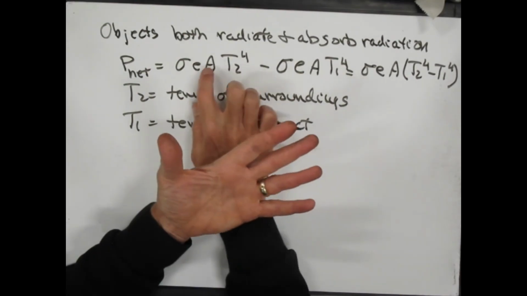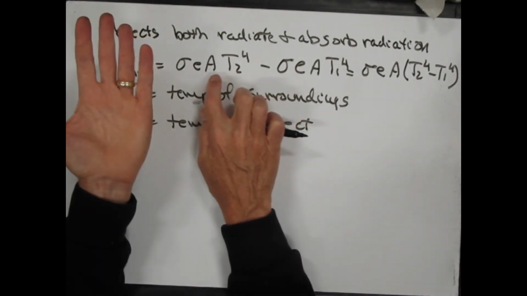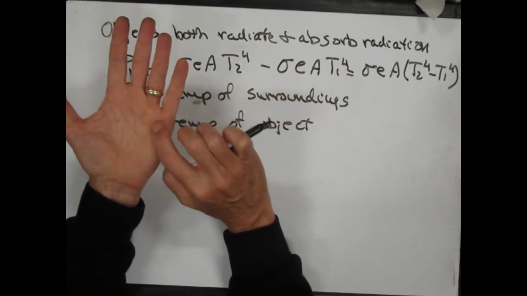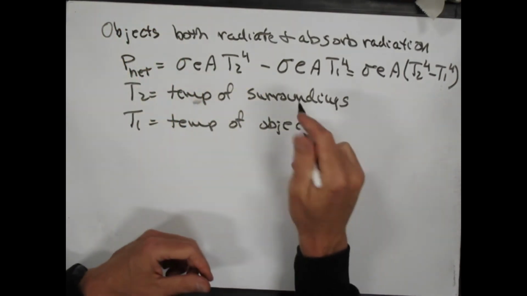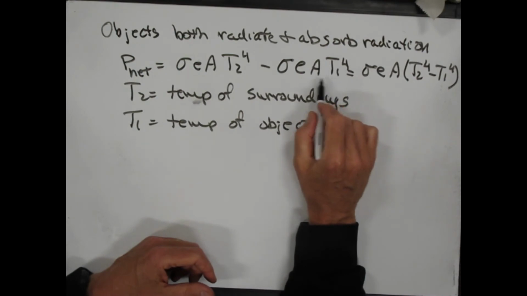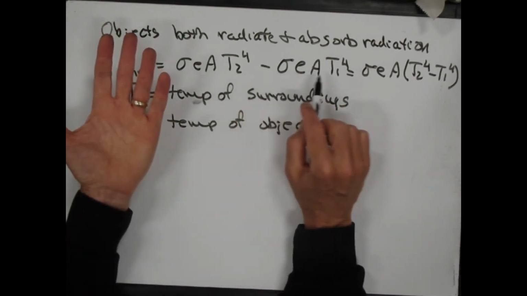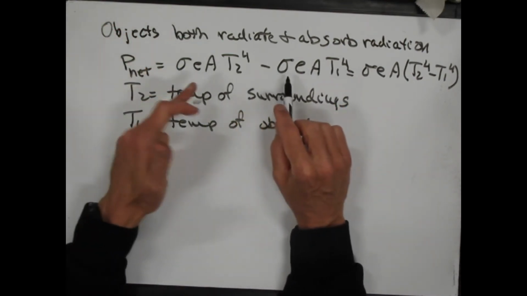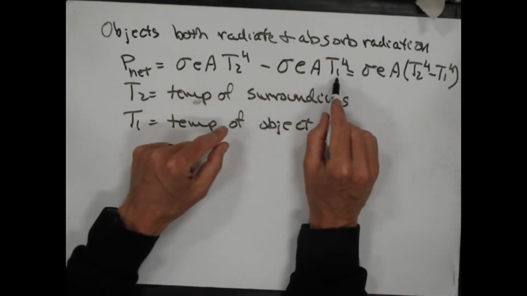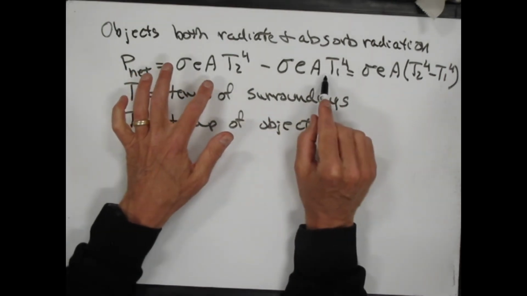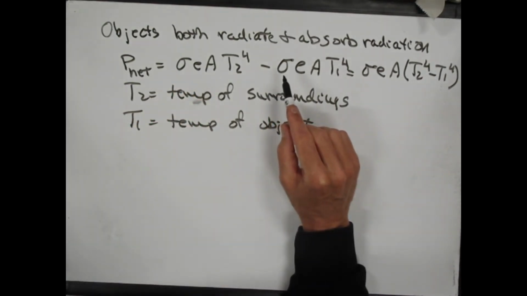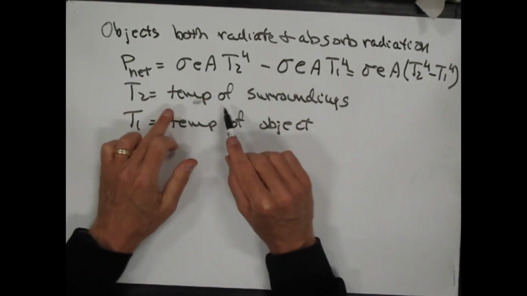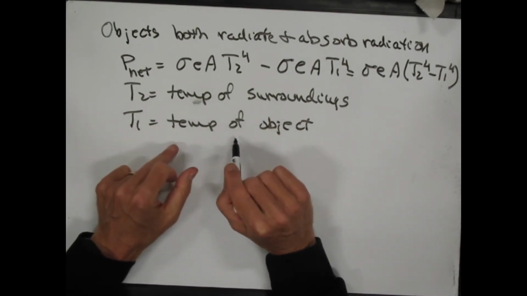piece that I absorb is this piece, where that's the temperature of the surroundings. The area is the area of my hand, because I can't absorb off a bigger area than my hand. And then this is how much I radiate. And so if my surroundings are hotter than me, then my net is going to be positive. If I am hotter than my surroundings, then my net is going to be negative. That's to say I'll be losing power rather than gaining power. And so, again, T2 is the temperature of surroundings, T1 is the temperature of the object.